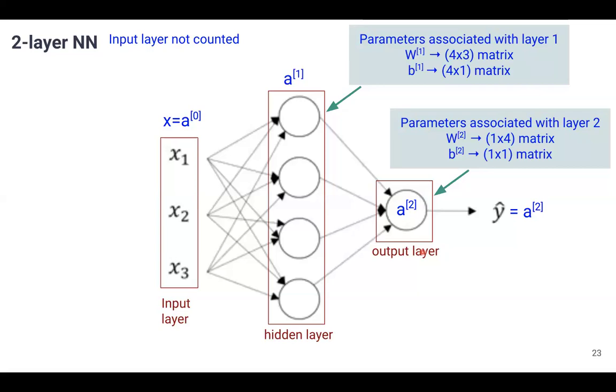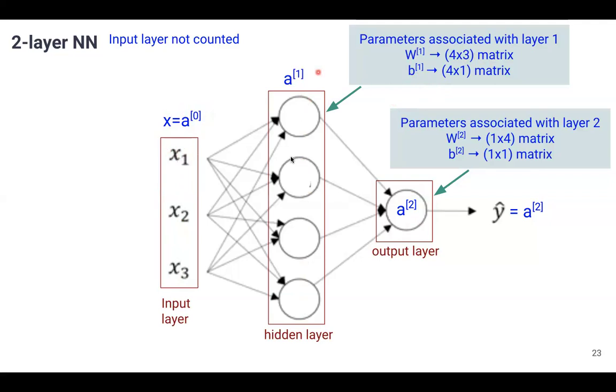So the parameters associated with layer 1 will be W1. In this case, that will be a 4x3 matrix. 4 because we have 4 units in this hidden layer. So I'm talking about this layer, which has 4 units. 4 cross 3 because the layer before that, we have 3 inputs coming from here. You can think of it as A0.